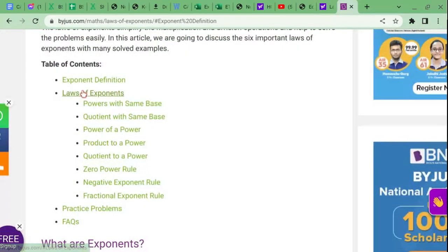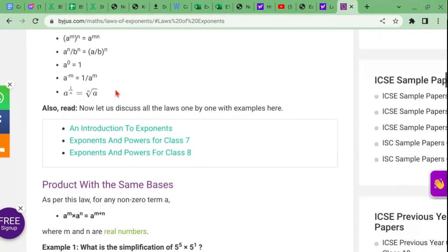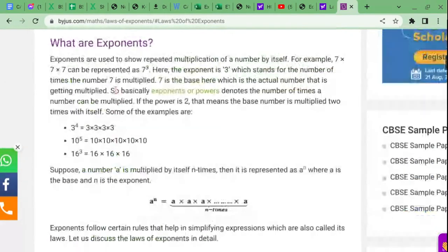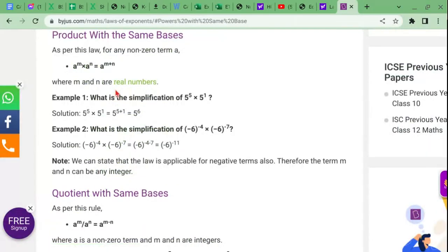So what are the laws of exponents? Here are the laws of exponents. We have power with same base. The base is this a. Since the first term has a base of a and the second term has a base of a, we have the same base. So all we have to do is to add the exponents.